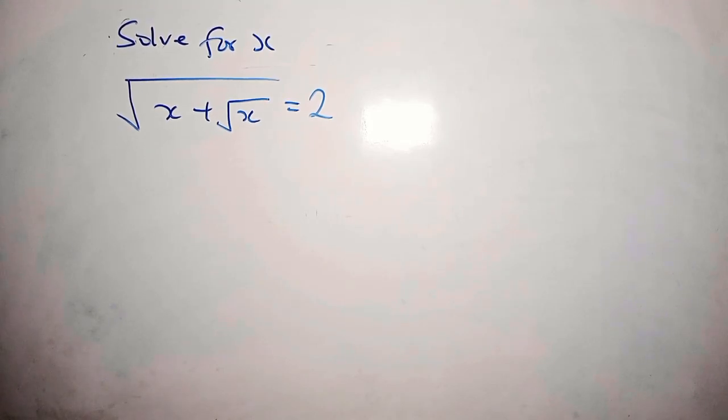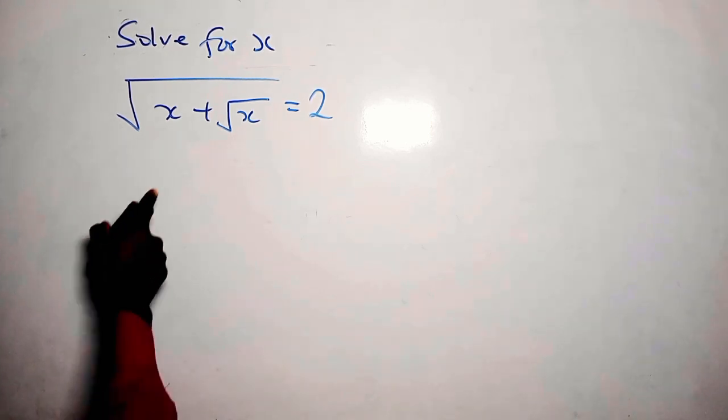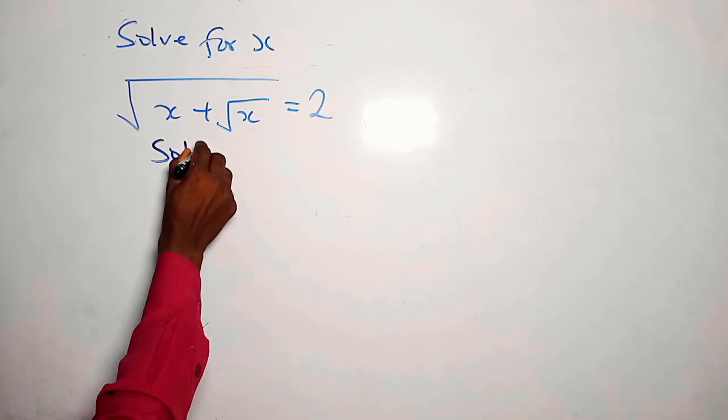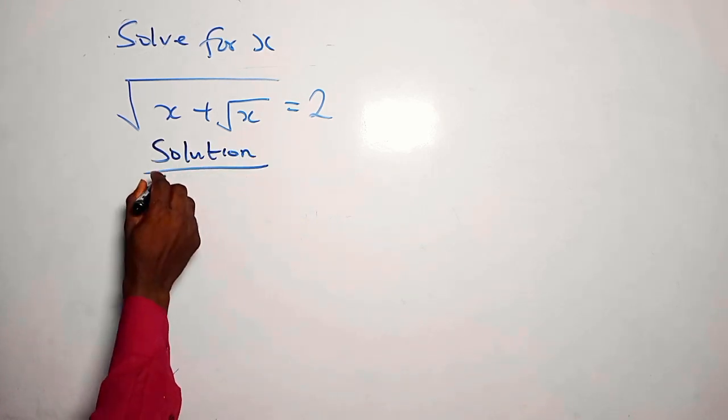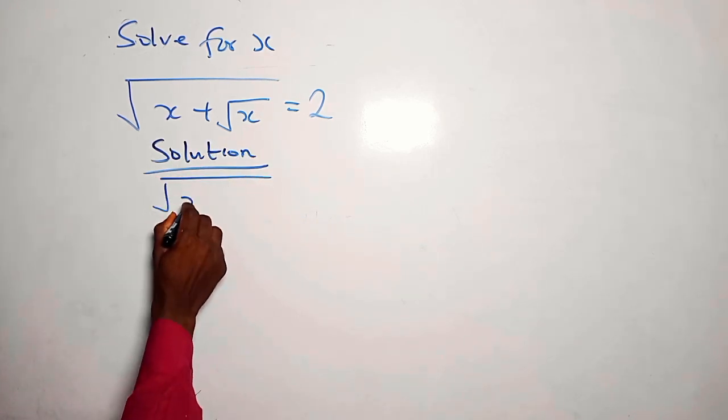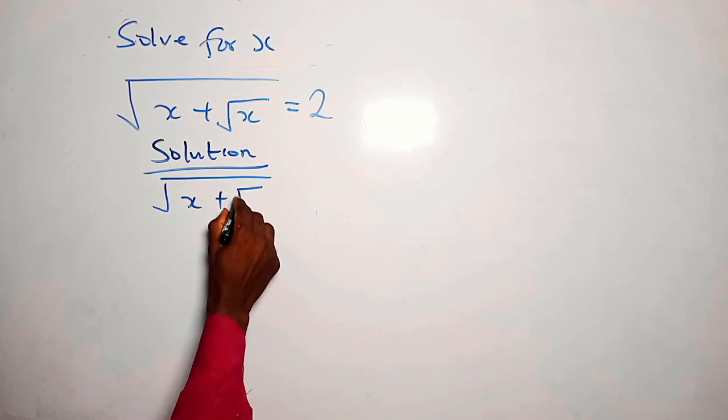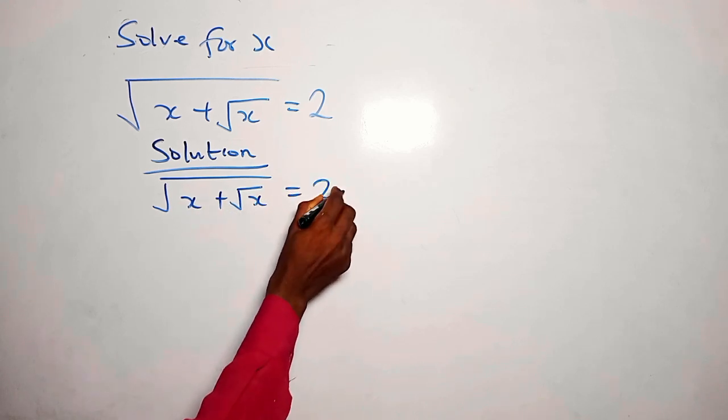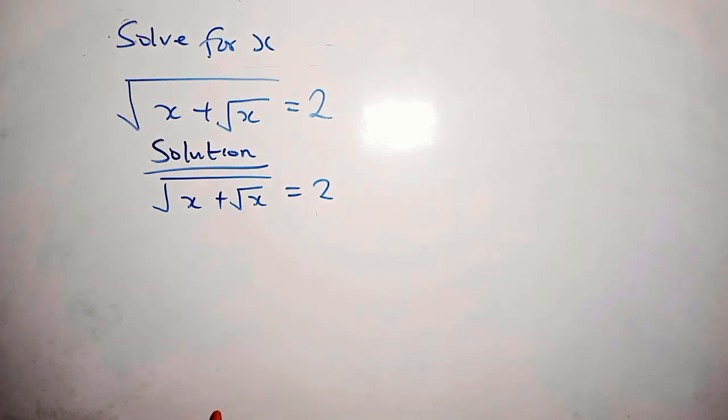The question says solve for s in this equation. So we have the square root of x plus the square root of x equals 2. So how do we do this solution? Okay, so we have the square root of x plus the square root of x equals 2. So what do we need to do?